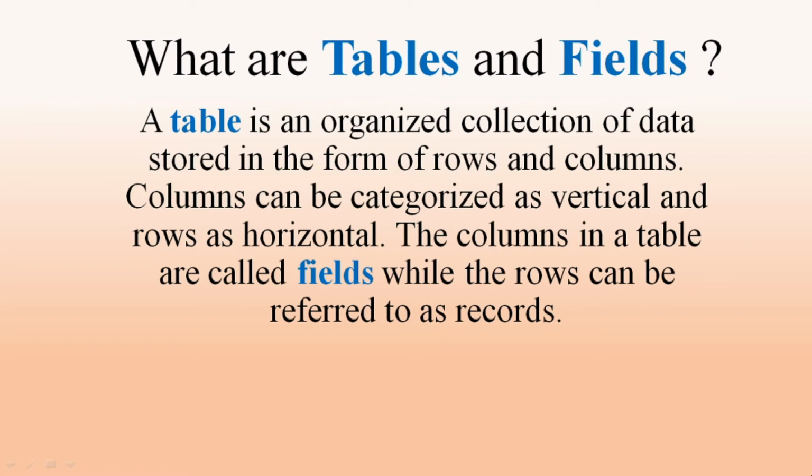So in RDBMS the data is stored in the form of rows and columns. These rows and columns form a table. Columns can be categorized as the vertical pathways, whereas the rows are the horizontal pathways. The columns in a table are called fields, while the rows can be referred to as records.